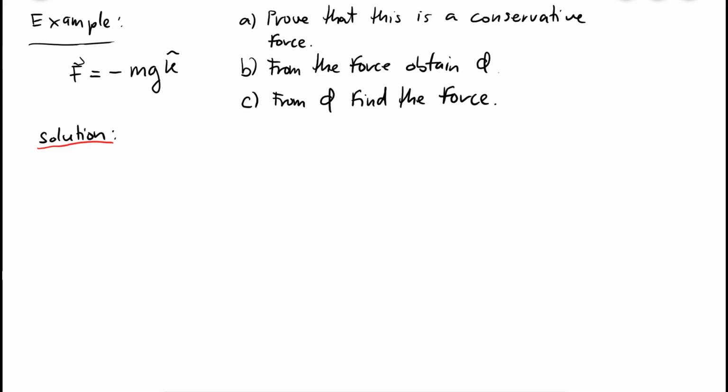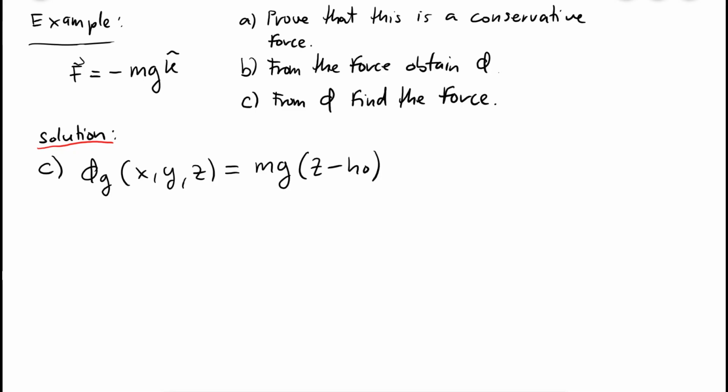So for part C of the problem, we are asked to find the force given the potential energy function. For our gravitational potential as a function of x, y, and z, we found that this was given by mg(z minus h0), where h0 is some arbitrary constant. And once you choose your constant for a problem, you must keep it like that for the rest of the problem. And so from the definition of the force, at least for conservative forces, this force is equal to the minus gradient of the potential energy.